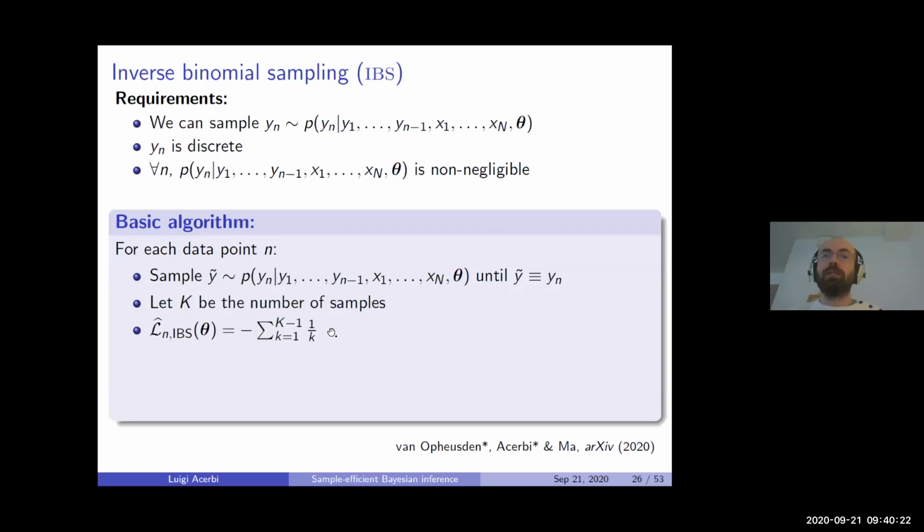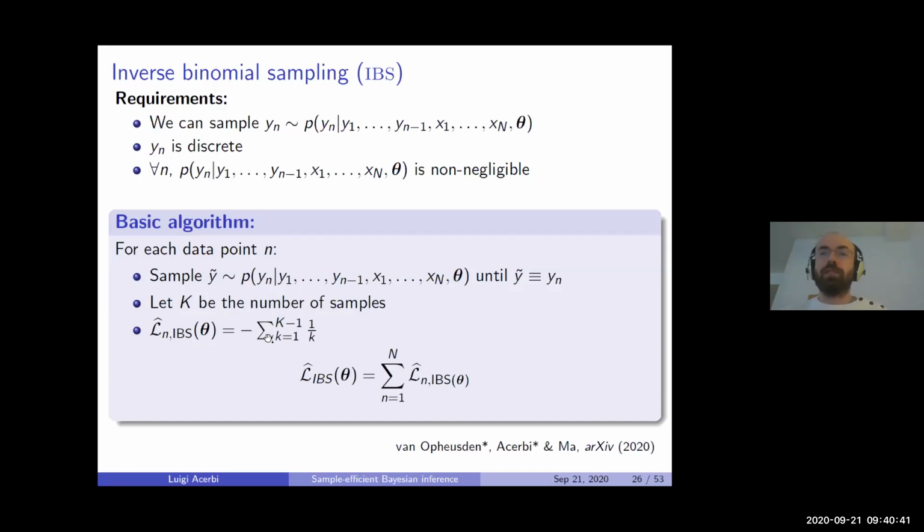And then the IBS estimator of the log likelihood for that trial is given by this, let's say a harmonic number, minus the harmonic number. This is a truncated harmonic series. And then you just simply sum up over all trials. And it's as simple as that.